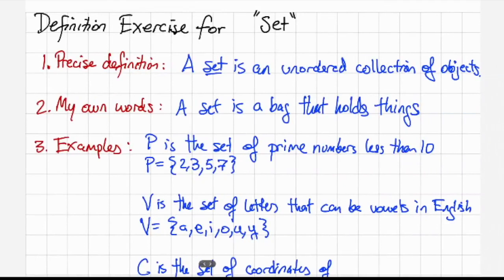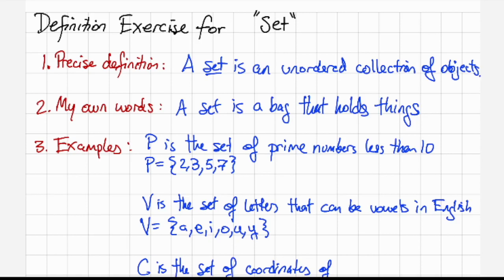So let's practice this definition exercise for the concept of a set. The precise definition we gave for a set is that a set is an unordered collection of objects. If I wanted to put that in my own words, I would probably think of a set as a bag that's holding some things. Now, because it's in a bag, it doesn't matter what the order is, so that's one way to think about a set.